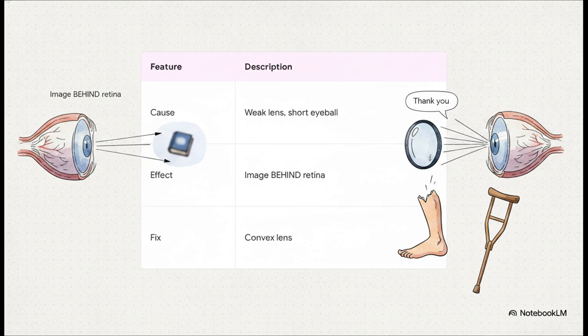It just doesn't converge them fast enough, so the focal point actually ends up forming somewhere completely behind the retina. The screen is getting an unfocused, messy image. To fix this, we need to help the weakened eye. Think of it like using a crutch for a fractured leg.